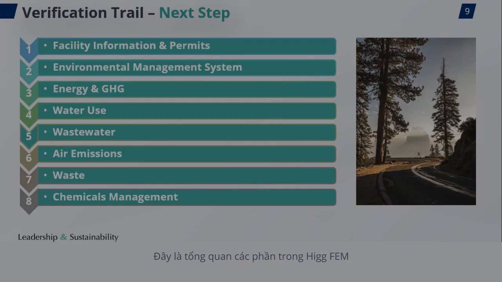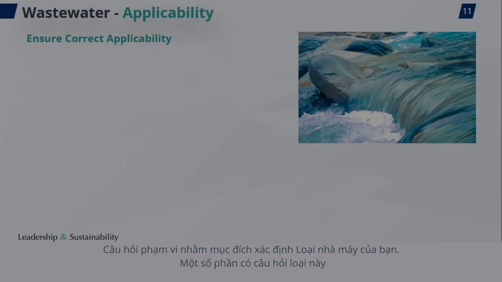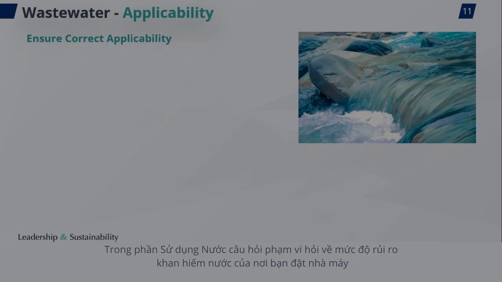This is the overview of all the sections that are included in the FEM module. And today we will move on to section 5, the wastewater section. In the wastewater section, first, we do have a few applicability questions. And you know, the applicability questions are there in order to understand what type of facility you have. So in some of the sections in the Higg FEM, you have those applicability questions. And they help the system to understand what type of facility you have, and then accordingly give you the questions that you should be responding to. So obviously this is really, really important.